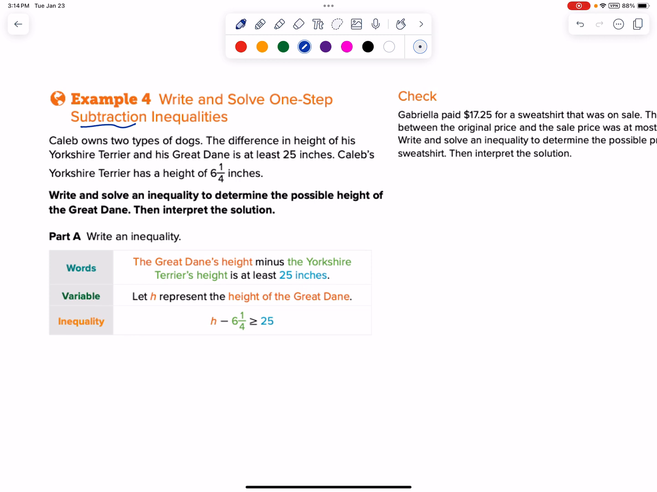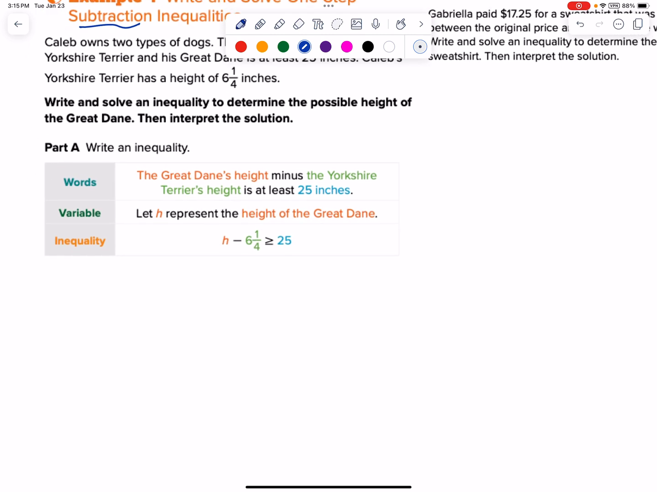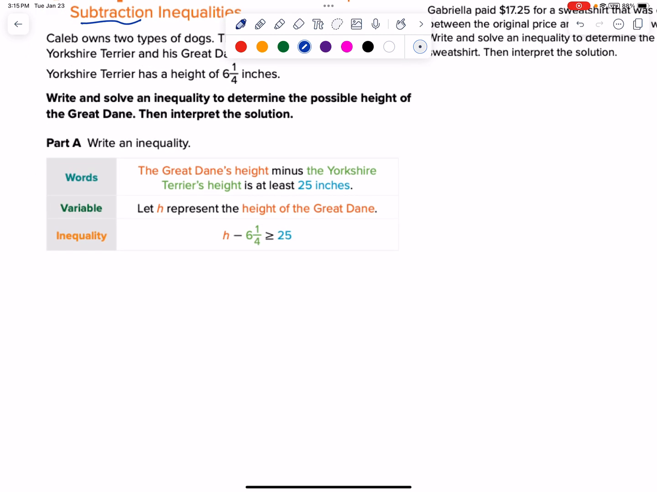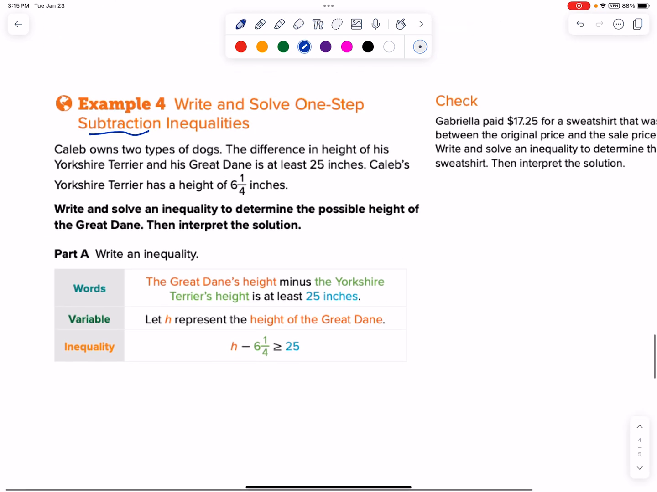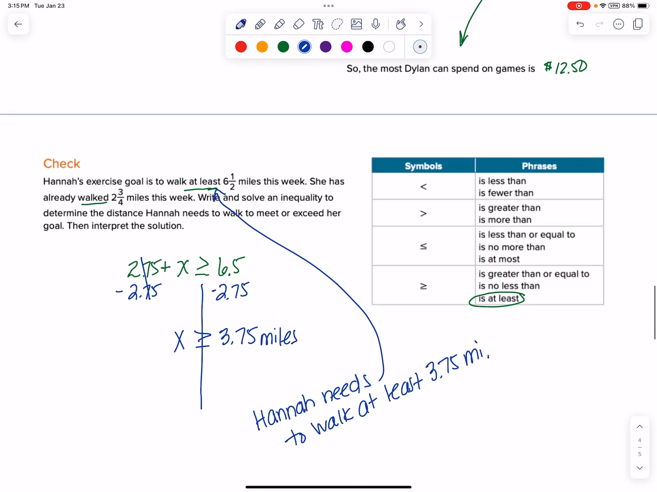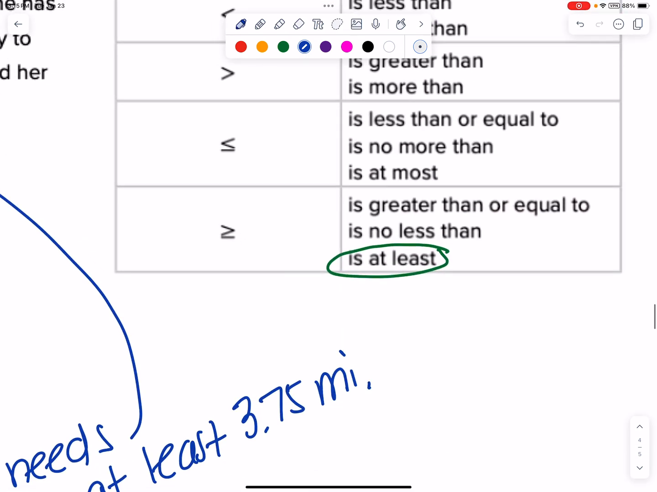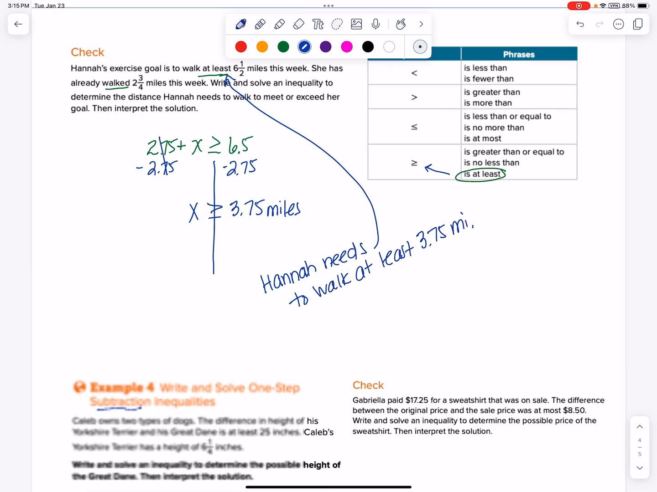So the thing you have to be aware of is that to find the difference in height, we need to do the bigger dog minus the smaller dog. In this case, we know that the Great Dane is the bigger dog, and so that's going to go first. So we're going to have the Great Dane's height minus the Yorkshire Terrier's height must be at least 25 inches. So think about what at least means. You could look: at least means greater than or equal to.